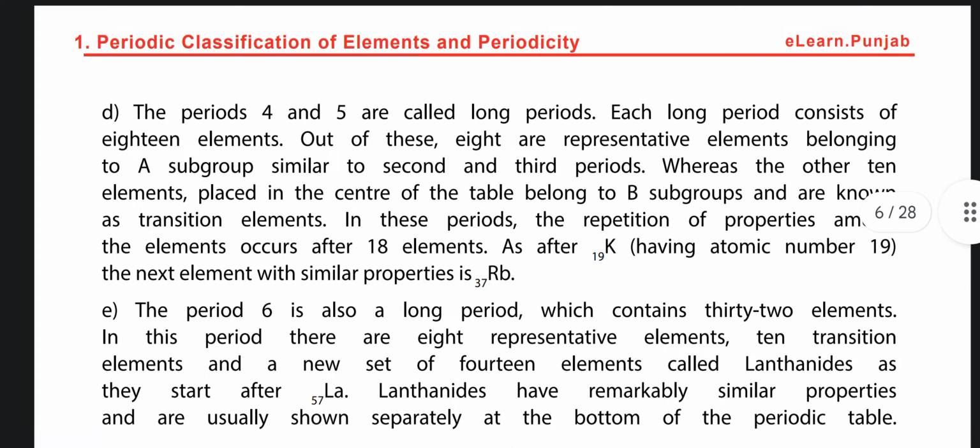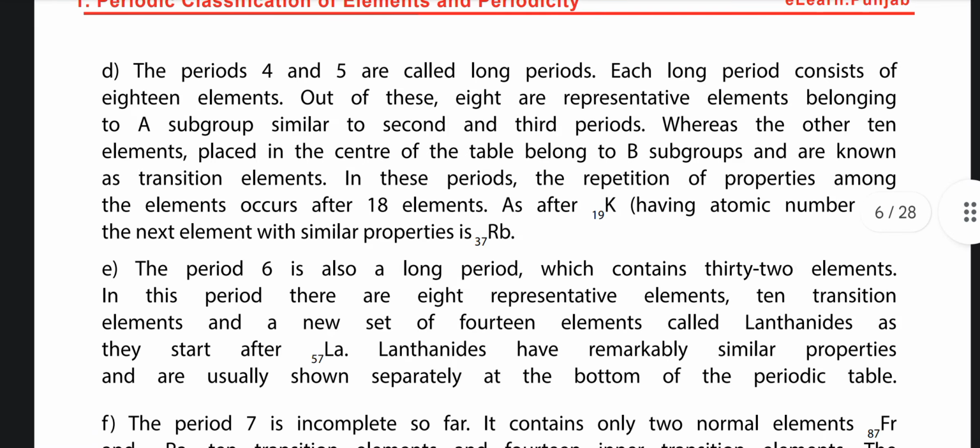Periods 4 and 5 are called long periods. Each long period consists of 18 elements. Out of these, 8 are representative elements belonging to A subgroups, similar to the second and third periods, whereas the other 10 elements placed in the center of the table belong to B subgroups and are known as transition elements. In these periods, the repetition of properties among the elements occurs after 18 elements, as after potassium, having atomic number 19, the next element with similar properties is rubidium.